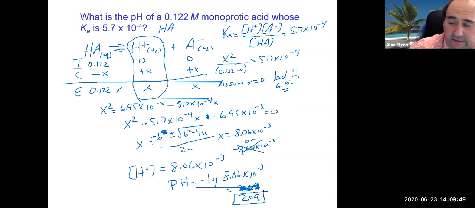Now, to be truthfully honest with you, if you just went straight to the assumption and didn't check it, in this particular example, you would get an answer pretty close. I think you get like 2.08 if you just went with the assumption. Again, it won't always be that close, so do make sure that you check the assumption.